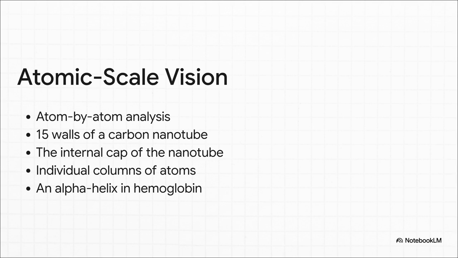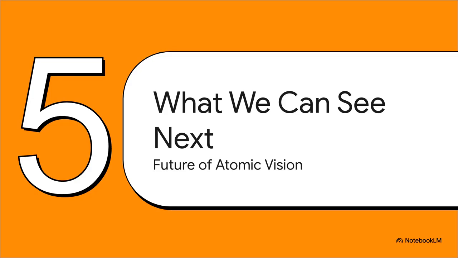We can see individual columns of atoms in a crystal lattice. There's even potential to see things like the alpha helix structure in a hemoglobin molecule. And every single one of those images is built up one electron at a time, each one interfering only with itself. And of course, this technology is not standing still. The push to see the fundamental building blocks of our universe with even more clarity, well, that never stops.